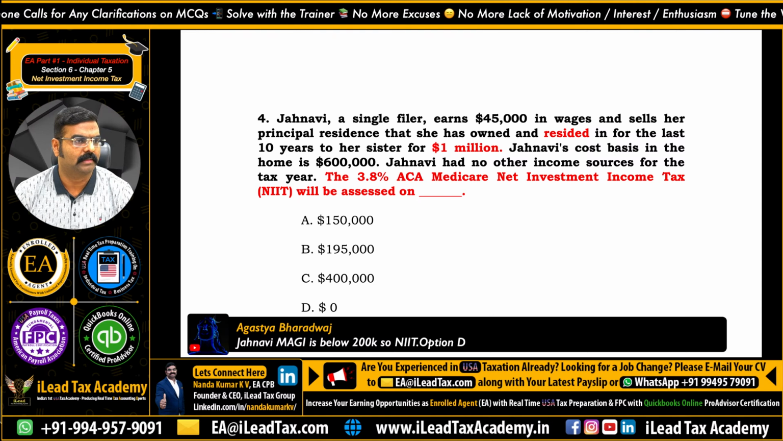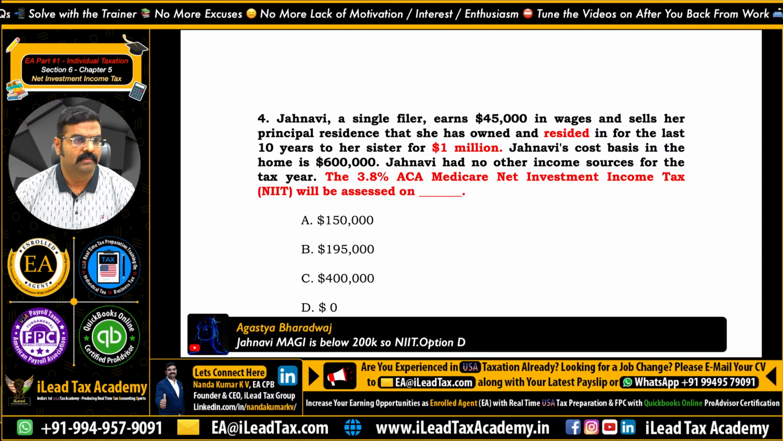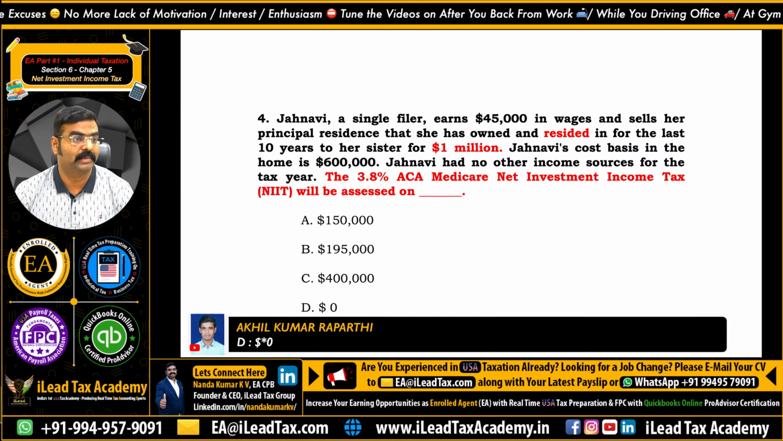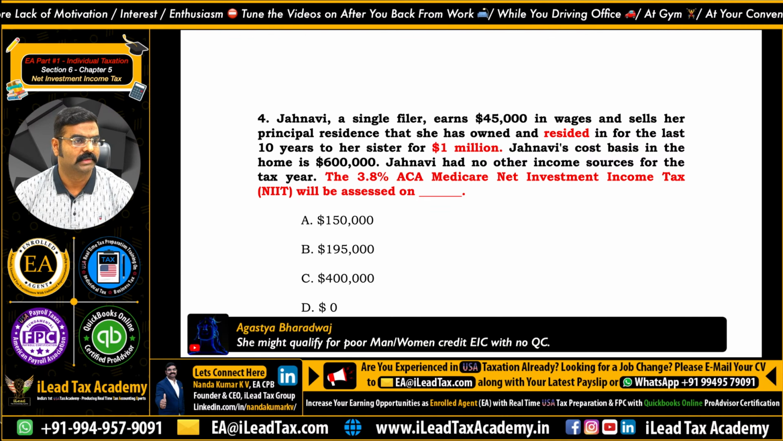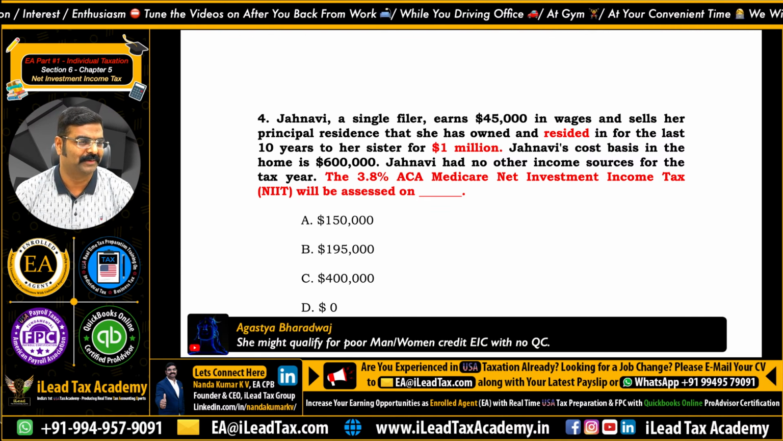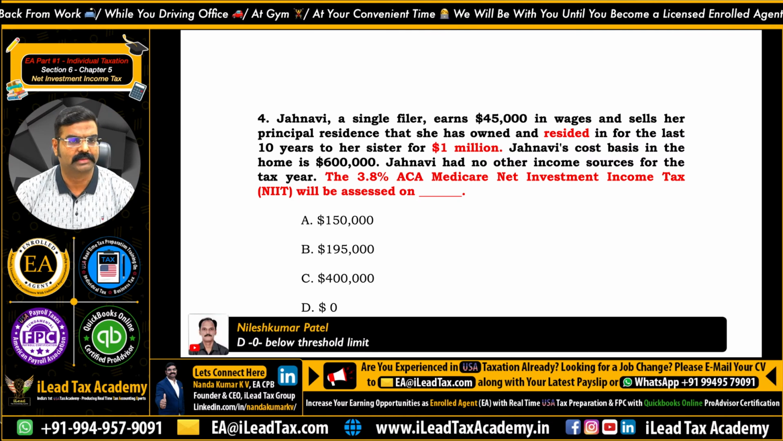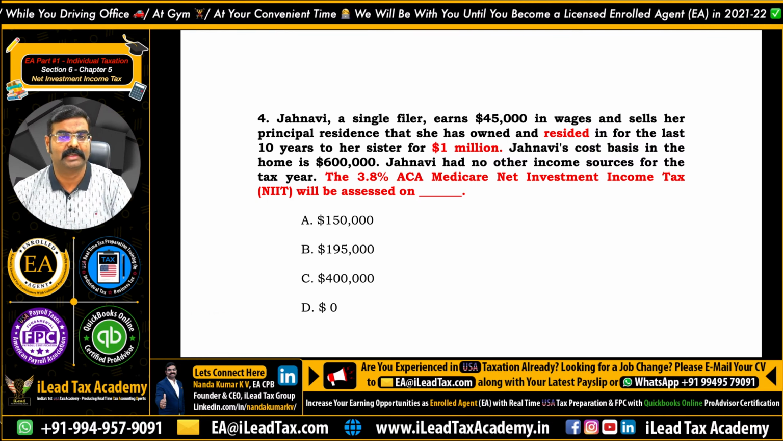Yeah, Jahnavi's income is below 200k, so the NIIT is 0. Okay, below the threshold limit. She might qualify for the earned income credit with no qualifying children. Then no investment income. Okay, below threshold limits. How is it below the threshold limits?